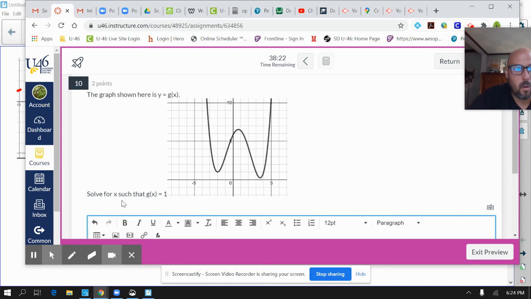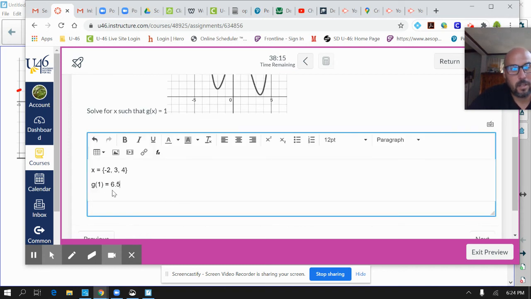It was asking for what's the x value that produces a y value of 1? And if you wrote down 6.5, you told me a y value that is the result of x equaling 1. So, no.